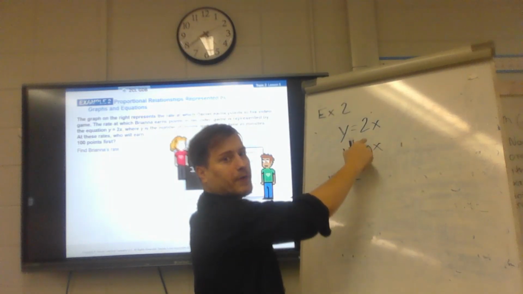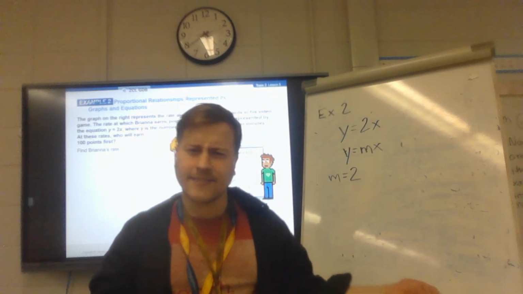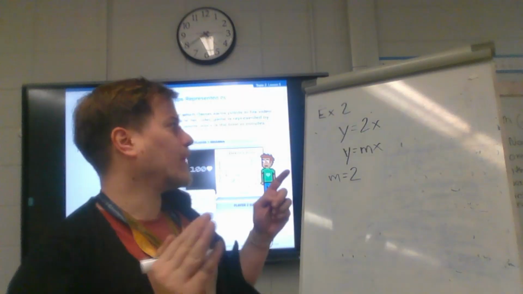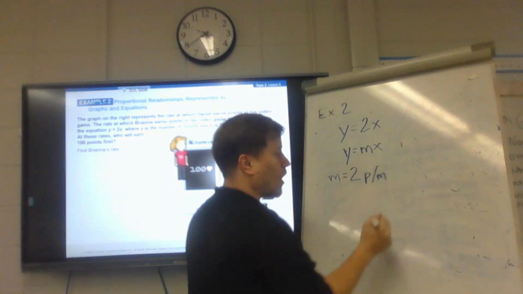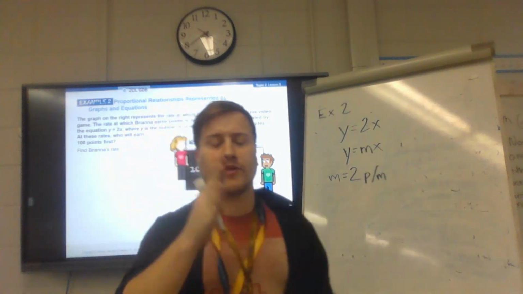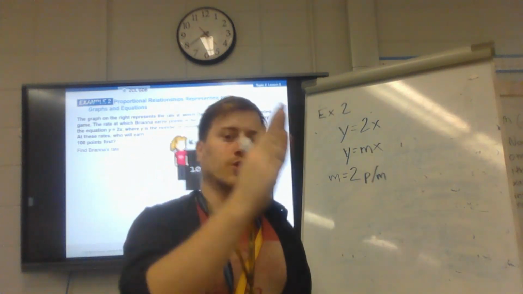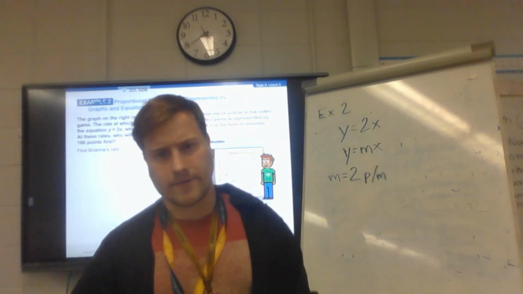Because that is what replaces the m. See how easy that was? So we know that Brianna is earning 2 points per 1 minute. That's that 1 unit rate we're talking about again. 2 of one thing for 1 of the other.